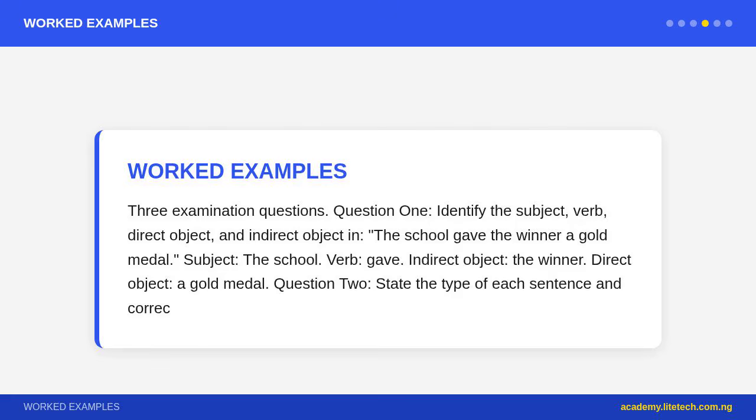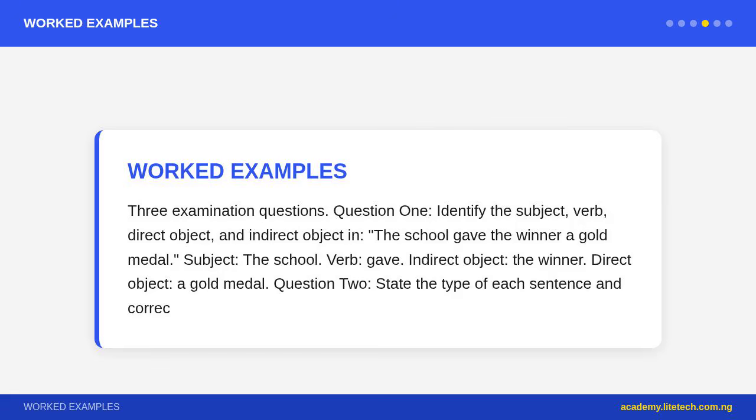Three examination questions. Question 1. Identify the subject, verb, direct object, and indirect object in: the school gave the winner a gold medal. Subject, the school. Verb, gave. Indirect object, the winner. Direct object, a gold medal.